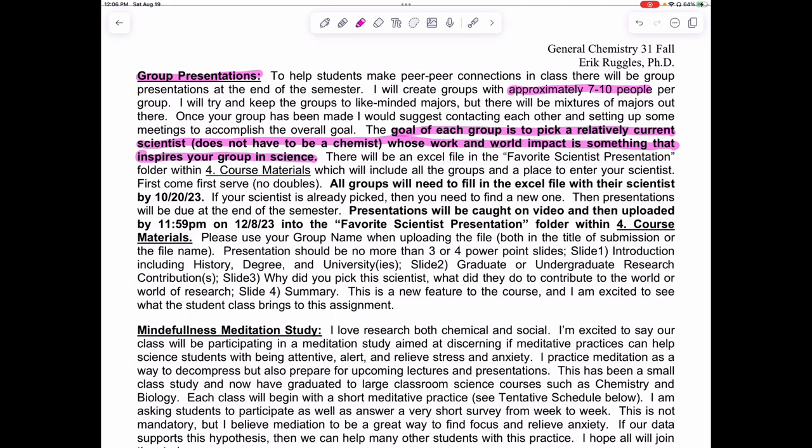Obviously, we're going to have groups that have multiple different majors, so we have to make sure that we're being understanding of each other's principles and all that, and work together as a group. But I'd rather it be new scientists than the old dogs, because the old dogs are all these just white old chemists, and it'd be good to know what's going on in the newer community, which is where I think you can find a lot of inspiration.